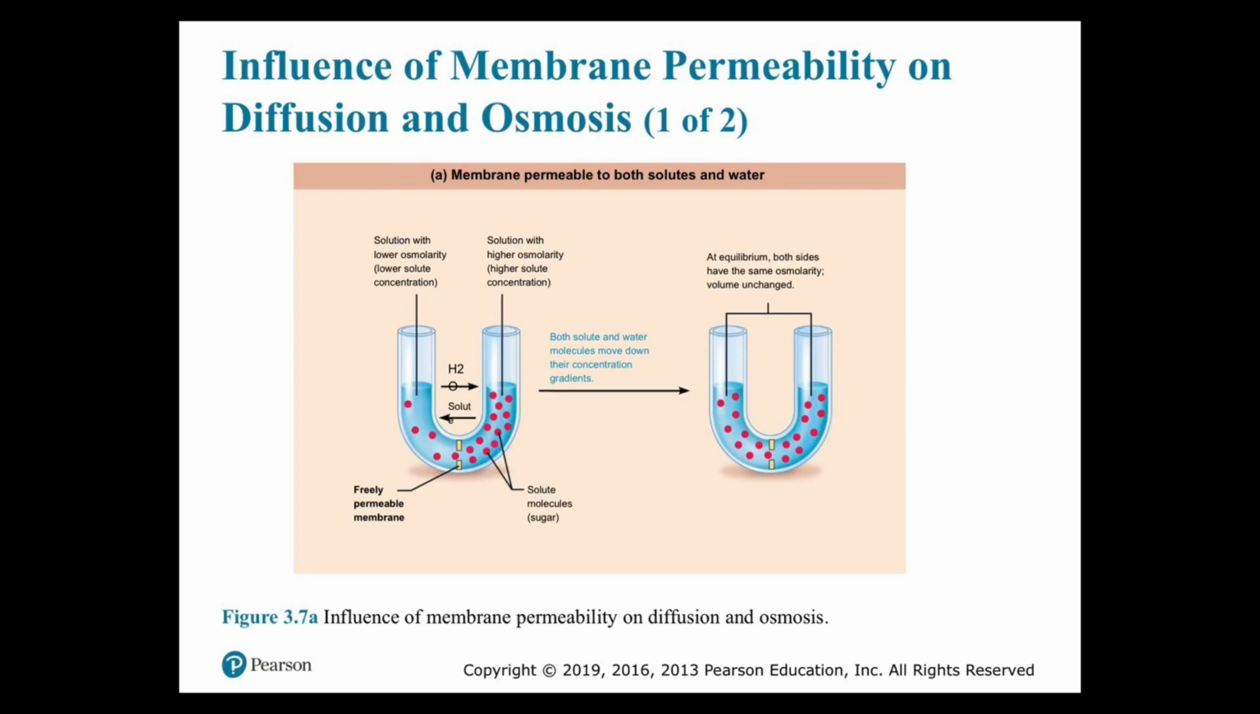So in this first slide, please note the membrane is permeable to both solutes and water. So you have the solution with the lower osmolarity on the left, and a solution with higher osmolarity or higher solute concentration on the right. So over time, if both solute and water molecules can move down their concentration gradients, they will reach equilibrium and the two solutions will have the same osmolarity and the volume is going to be unchanged.